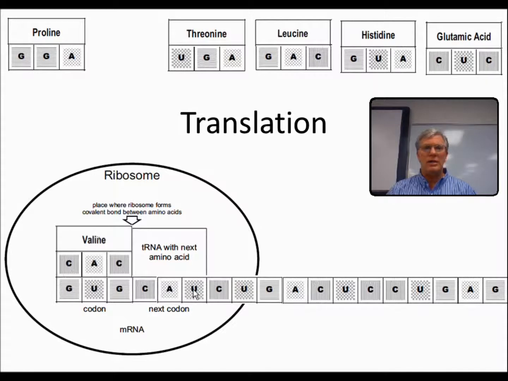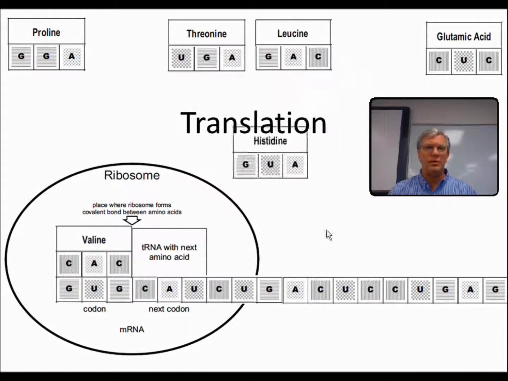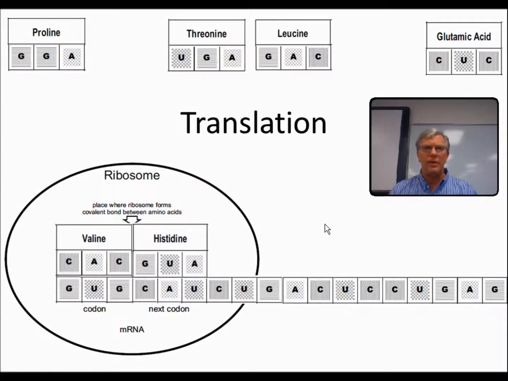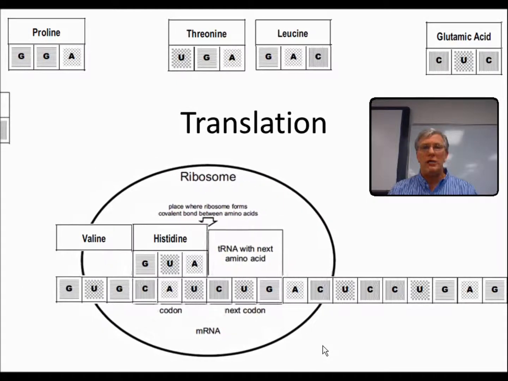The next docking station is going to be reading the next codon, CAU, which will match up with GUA. GUA happens to be right here, and so GUA will come and sit down. When these two amino acids are next to each other, they will form a peptide bond. All right, the first transfer RNA molecule will leave. All right, the messenger RNA will slide on down the ribosome.